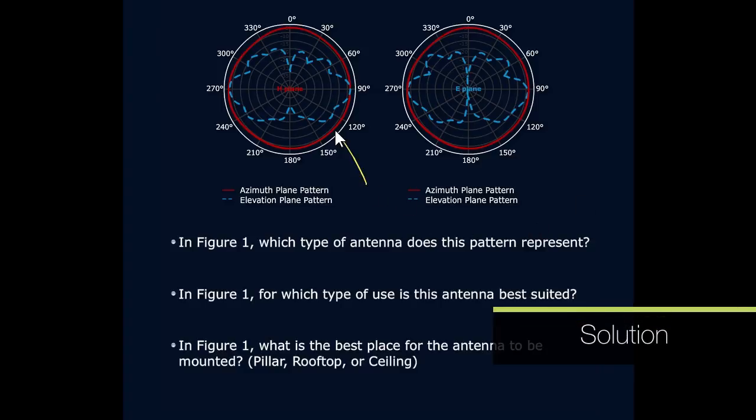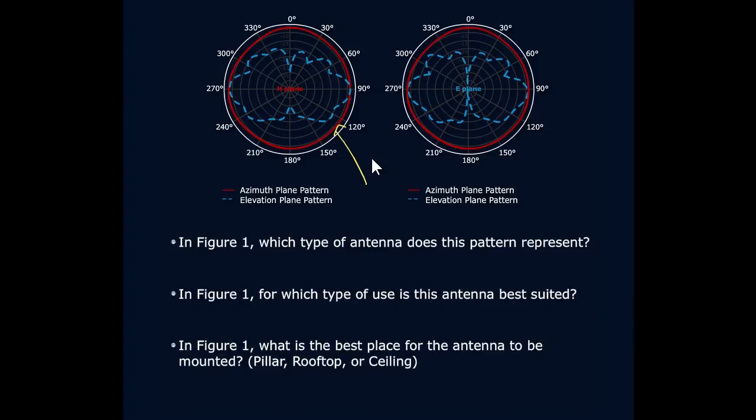Well, notice first, take a look at the azimuth plane. See how it's basically a nice big bubble, nice and evenly distributed, omnidirectional all the way. So that part was pretty easy. Now, what type of omnidirectional?